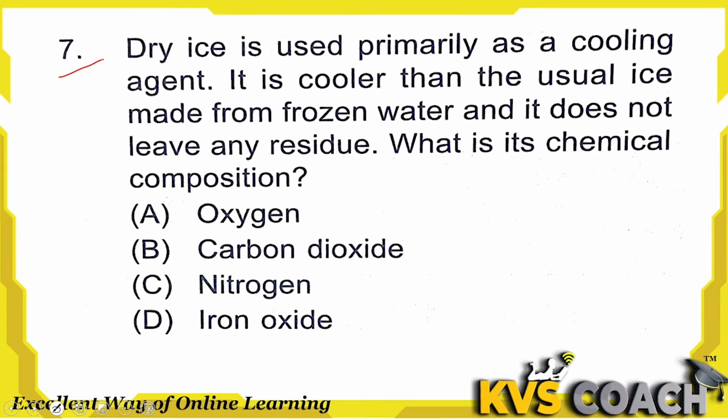Question 7 is, dry ice is used primarily as a cooling agent. It is cooler than the usual ice made from frozen water and it does not leave any residue. What is its chemical composition? Its chemical composition is carbon dioxide. Option B is the right answer here.